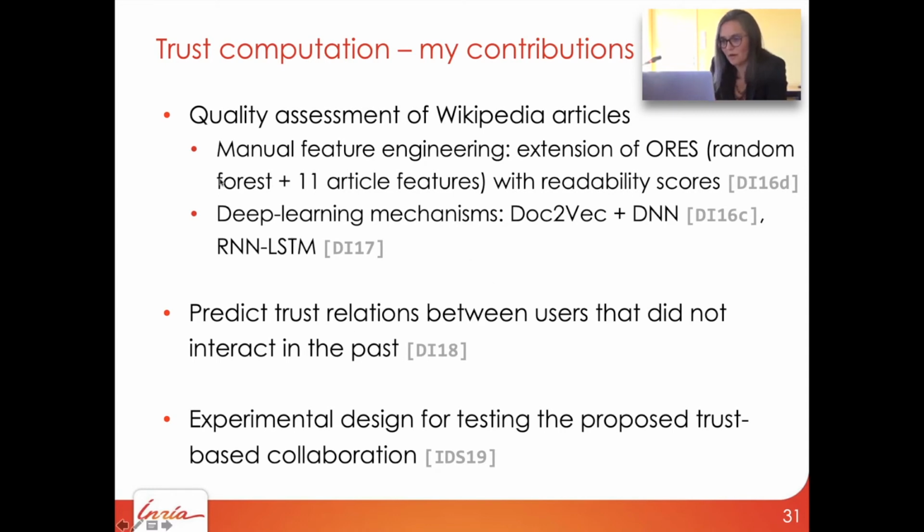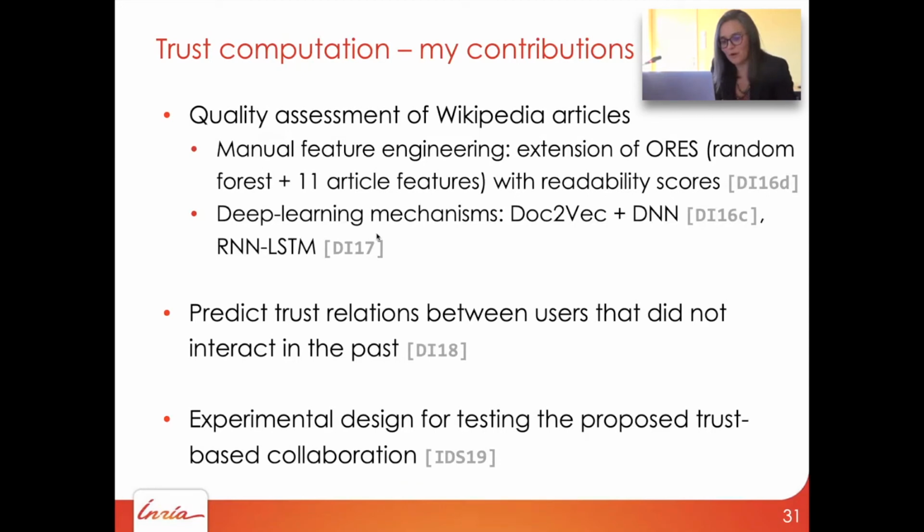The first one is using supervised learning, where we added some readability scores in order to improve the quality of the assessment. And then we also proposed two approaches based on deep learning mechanism that automatically learns features from document contents rather than manually defining them.